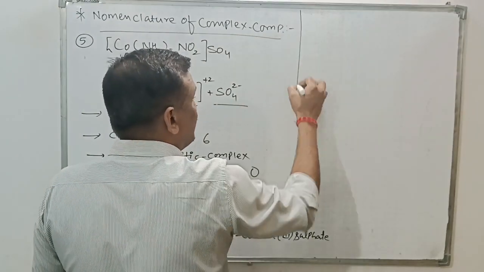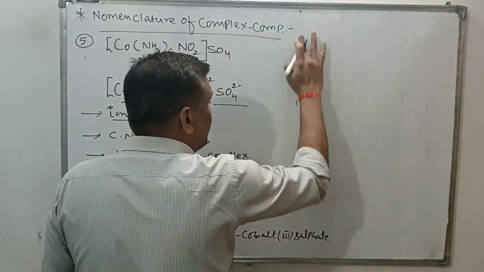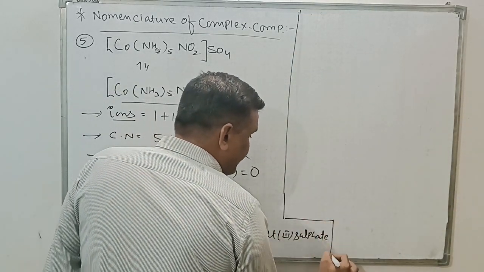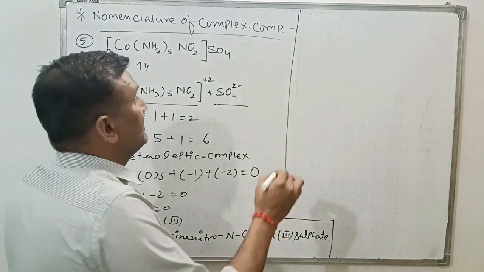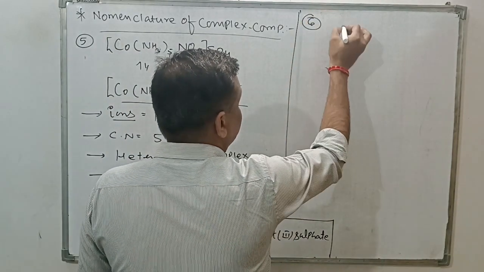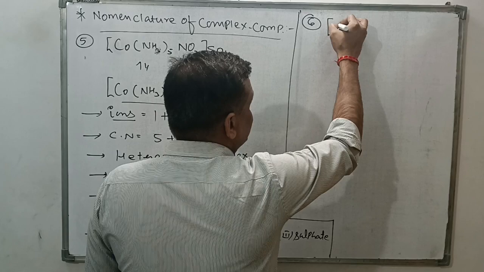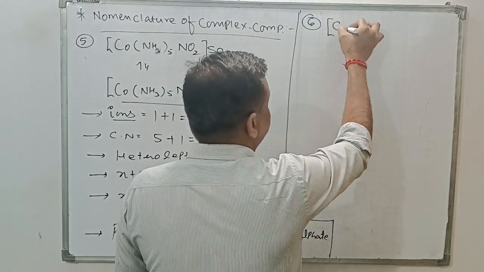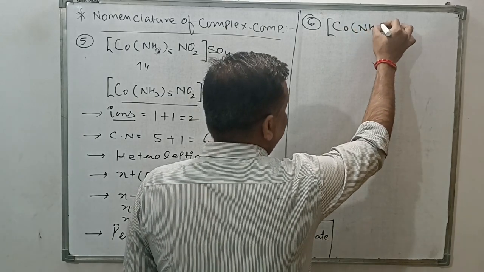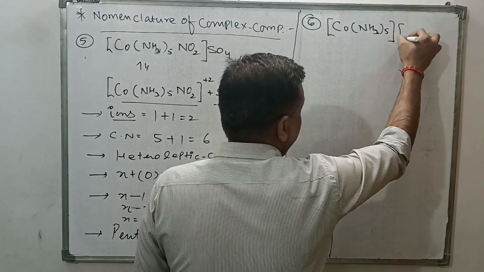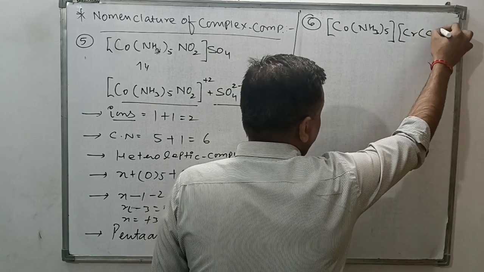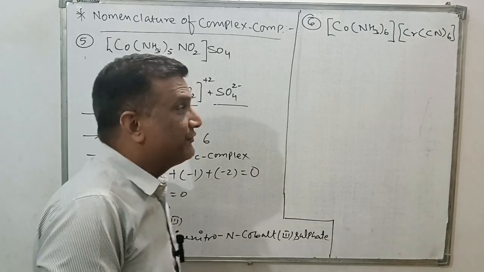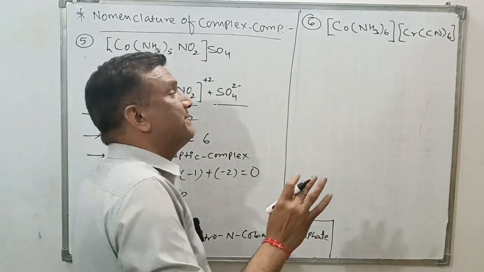Now I would like to go with the next type of compound, the sixth compound. Listen to me carefully. The sixth compound has two square brackets. One of them is [Co(NH3)6] and the other is [Cr(CN)6]. You can write it as 6 also. If you go with this kind of complex, it is very important.